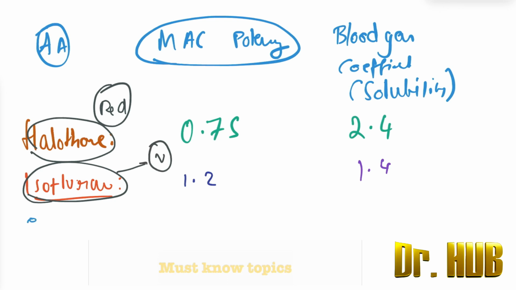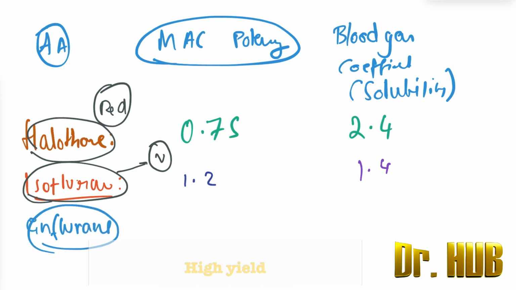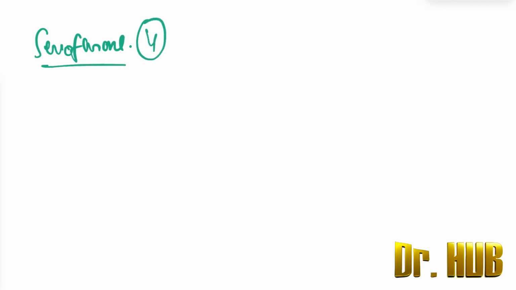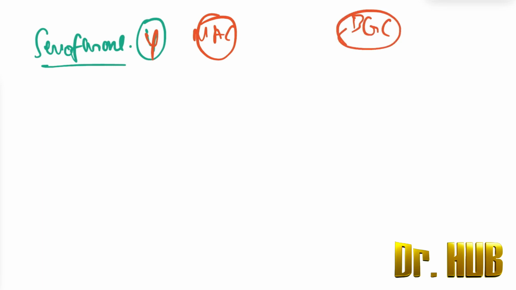Next, we look at the enflurane. Enflurane will be orange in color, and the MAC potency is 1.7, and the blood gas coefficient is 1.9. Now we move on to the sevoflurane. Sevoflurane is yellow in color, and the MAC potency is 2. So let's write it down: yellow in color, MAC potency, and the blood gas coefficient, that is the solubility.